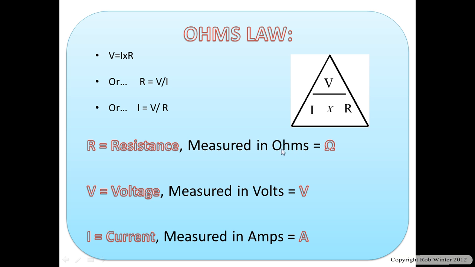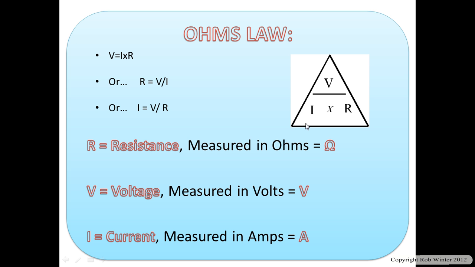So resistance is measured in ohms with that funny little omega symbol, volts is measured in volts with V for the symbol, and amps is the measurement of current, and A is the symbol for that. You may sometimes also see resistance written as just R. Both of them mean ohms. Right, so that's Ohm's law.